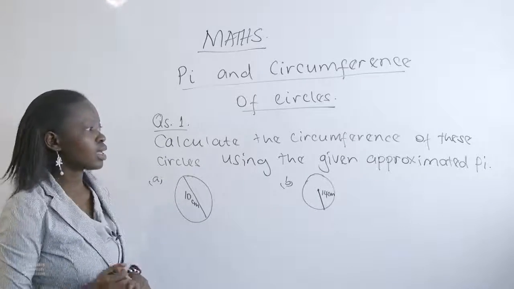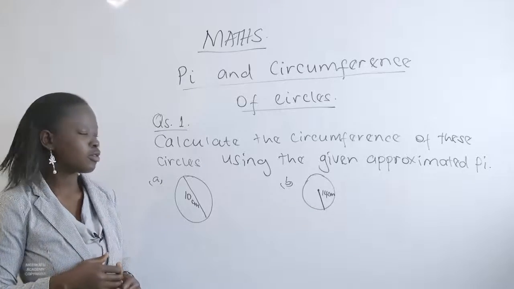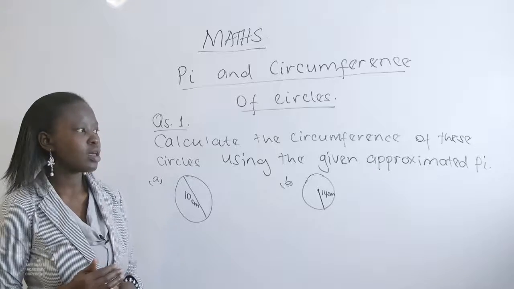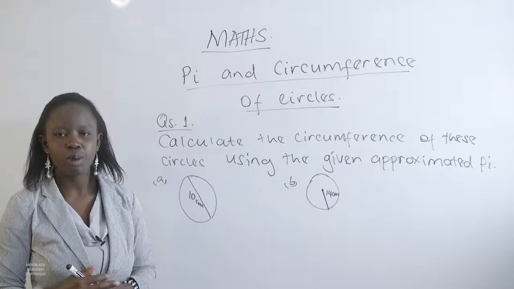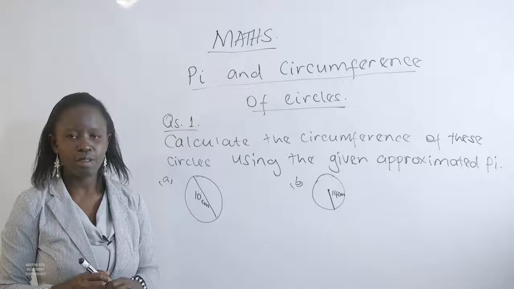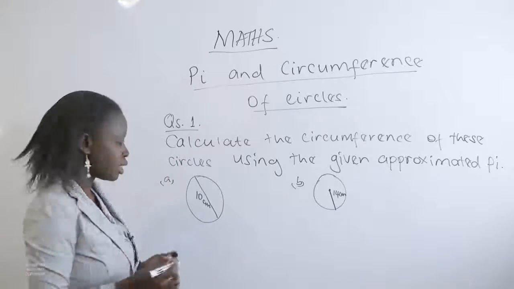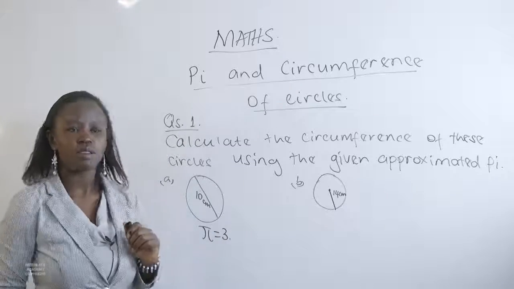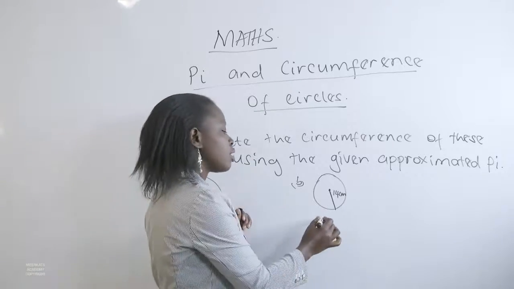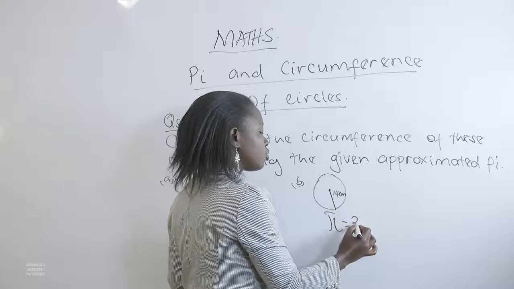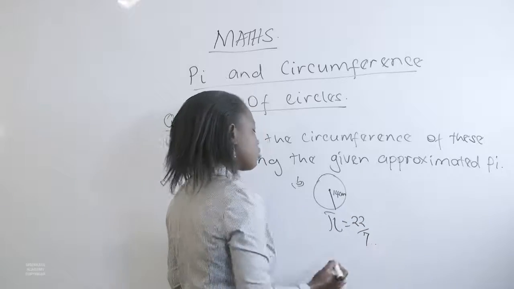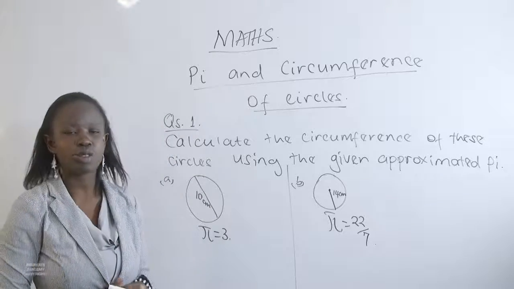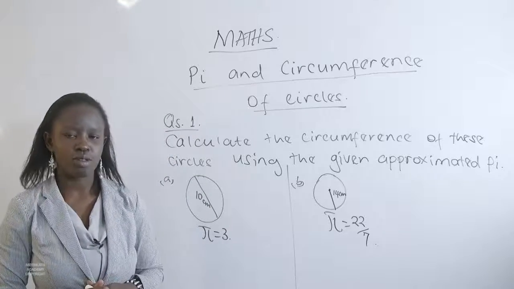So we are to calculate the circumference of the circles, and we've been given the approximated pi in each case. The first case, the approximated pi is 3, so we are to use our pi as 3. The second case, our approximated pi is 22 over 7. So we need to get the circumference of the given circles.